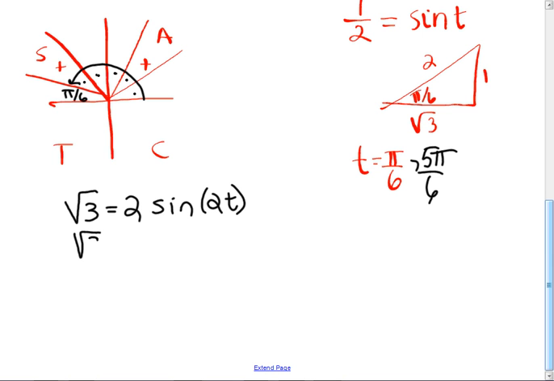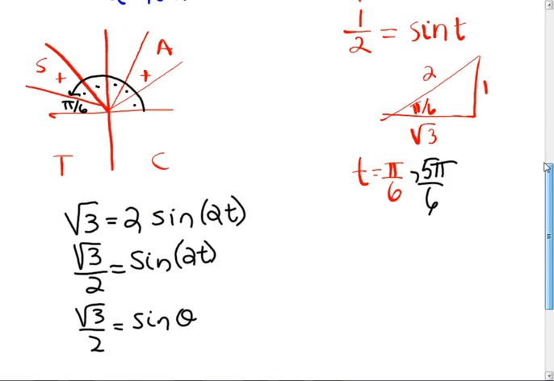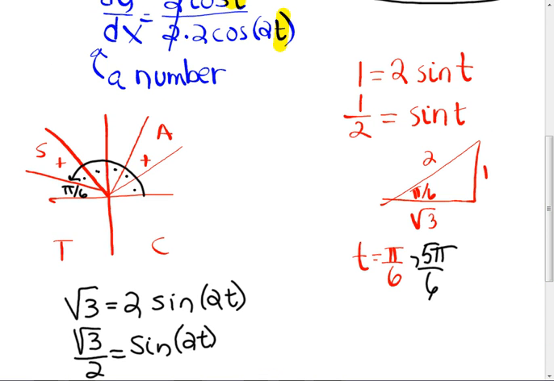So square root of 3 over 2 is equal to the sine of 2t. Well, forget that's t. Why don't we make the square root of 3 over 2 equal to the sine of theta? The sine of what angle is the square root of 3 over 2? I want the square root of 3 over 2, that's pi over 3.